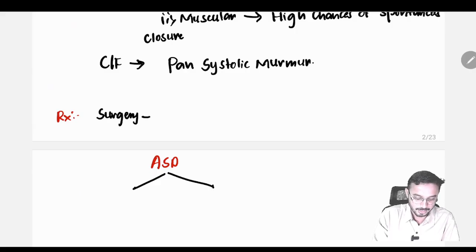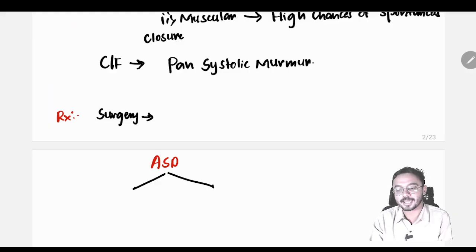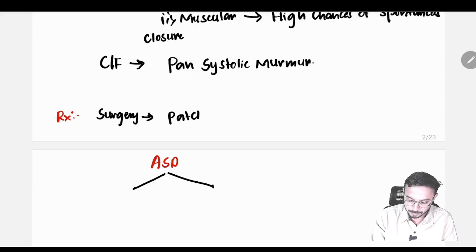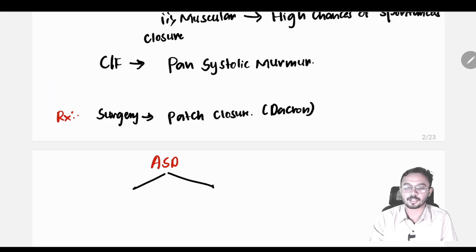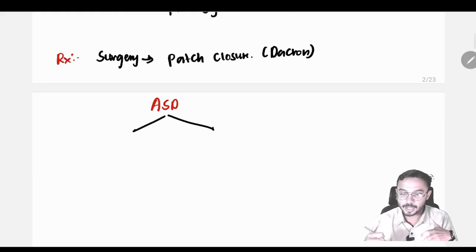Okay. So surgery. You can put a patch over there, which is known as patch closure surgery. The best example is Dacron. Okay, and you can also put a valve and close that condition. Next we move to one more condition, known as atrial septal defect.